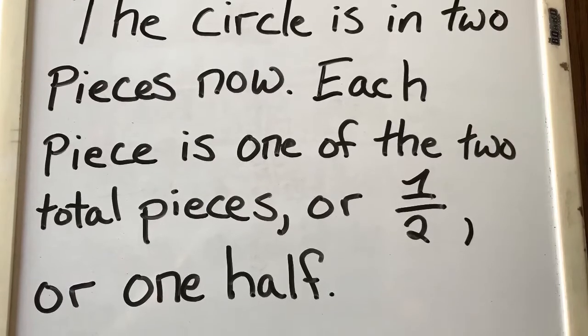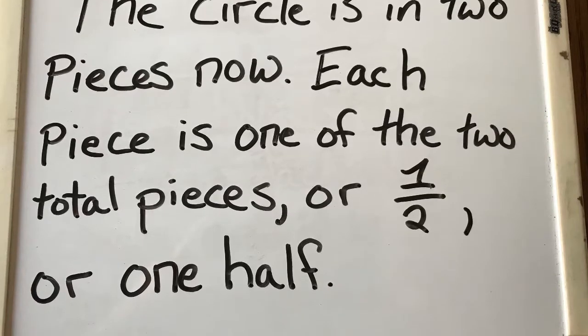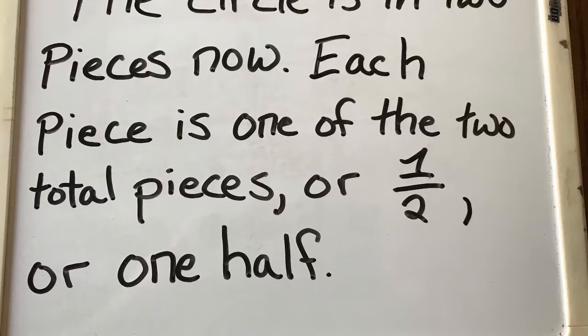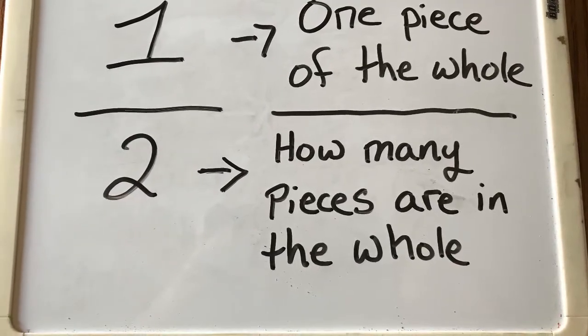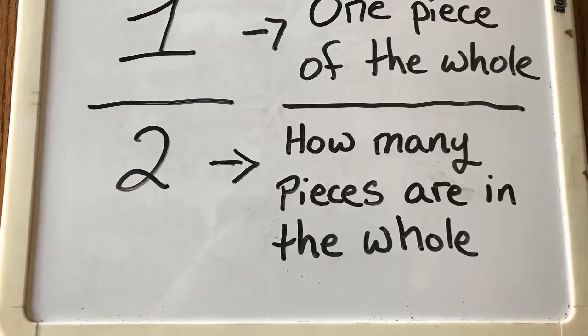So, if we're naming one of those pieces, the 1 will be on top in the numerator spot, and the 2 will be on bottom in the denominator spot. And that fraction we read as 1/2. One piece is 1/2 of the whole.